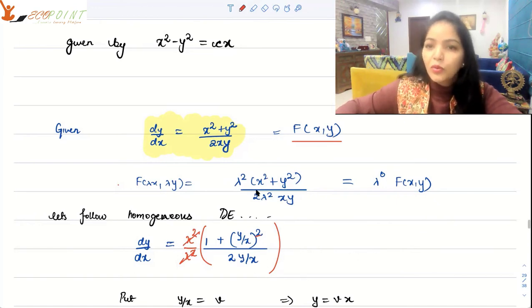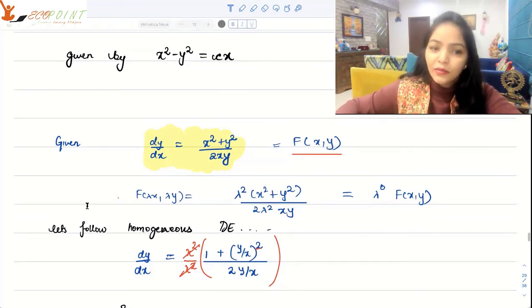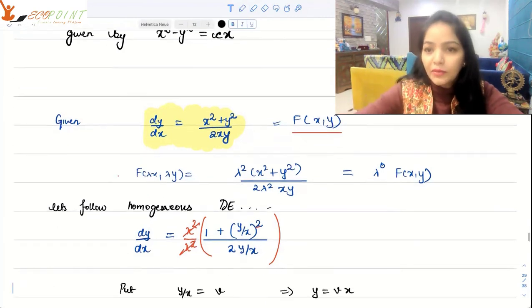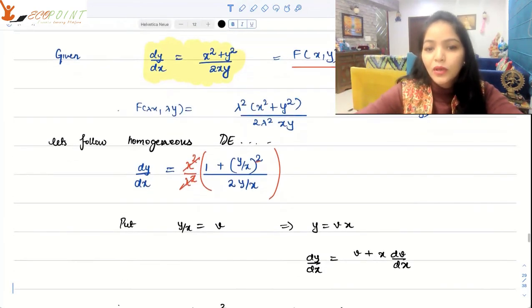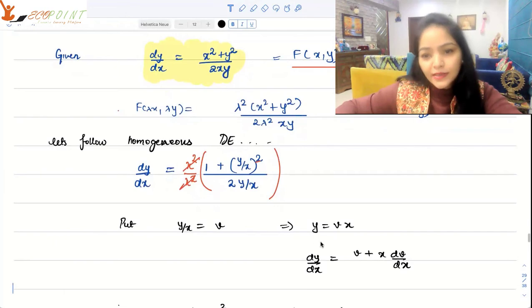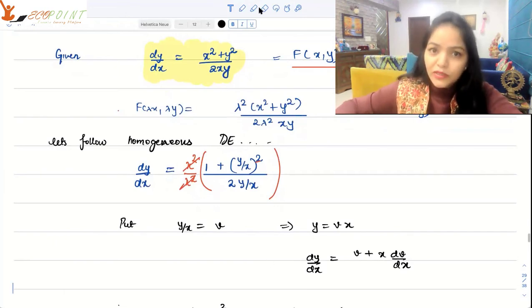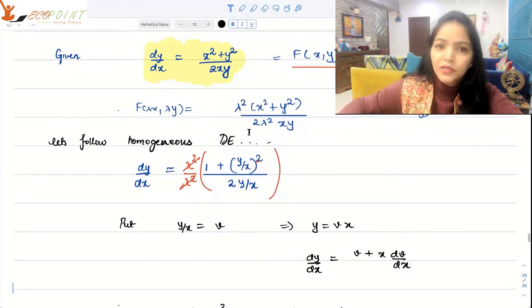Now you can put y by x as v, and you know that dy by dx will be equal to v plus x times dv by dx. Substitute for dy by dx in the equation that you have.